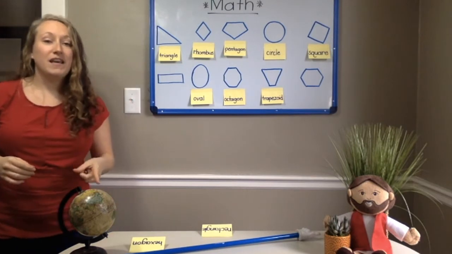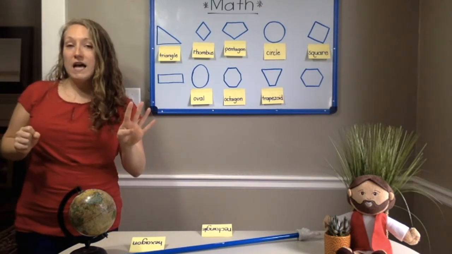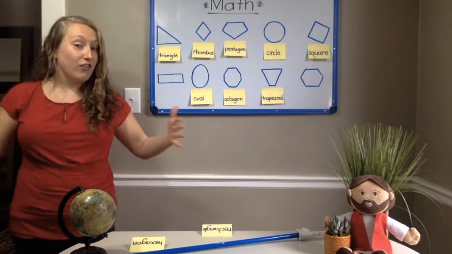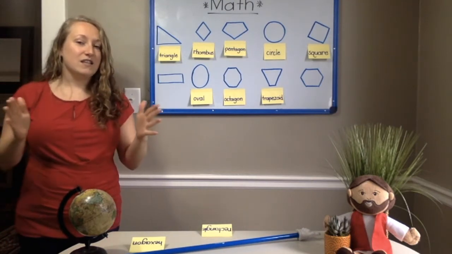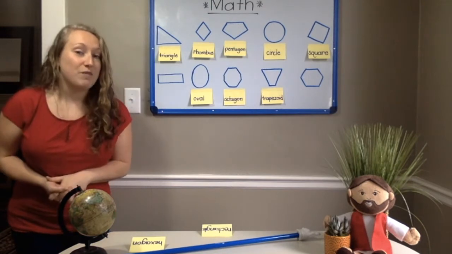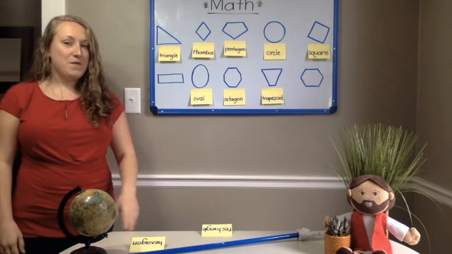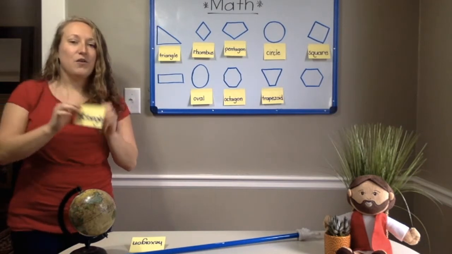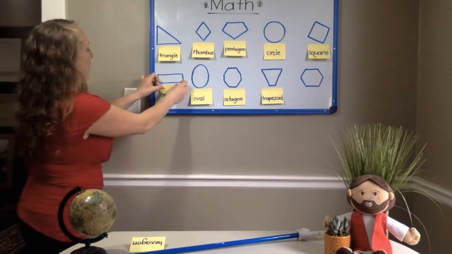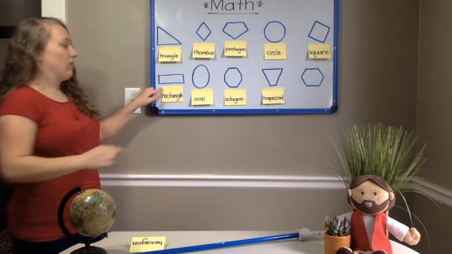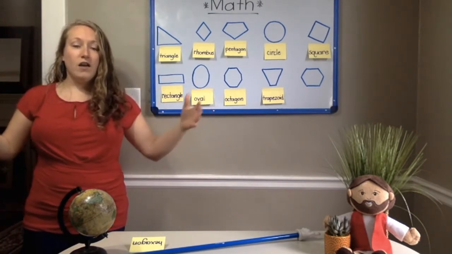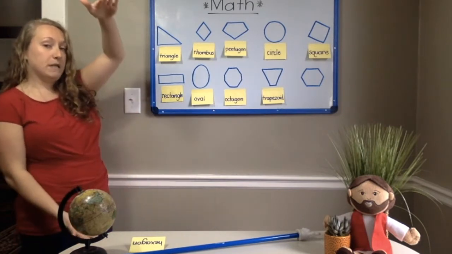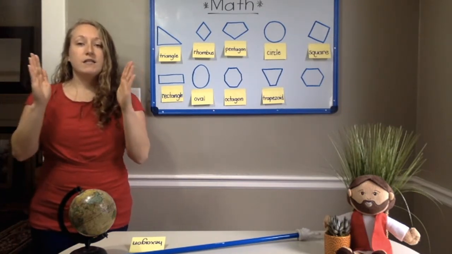The next shape I'm thinking of has 4 sides and 4 vertices. 2 of the sides are long and 2 of the sides are short. What shape am I thinking of? I'm thinking of a rectangle. We know this shape pretty well by now. 2 of the sides are long and 2 of the sides are short. I could also have the 2 long sides going up and down and the 2 short sides going side to side.